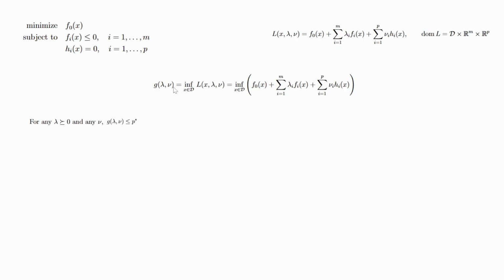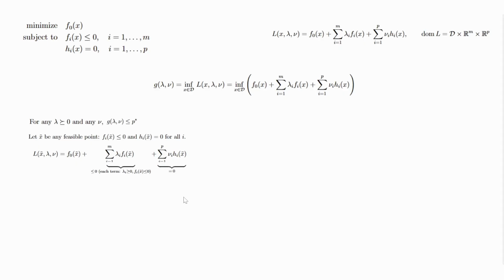All right, so here's the proof. We're going to construct this proof by first supposing that x tilde is any feasible point. So that is, f_i(x tilde) is less than or equal to 0, and h_i(x tilde) is equal to 0 for all i. In other words, all these constraint functions are satisfied. Then, of course, we just simply plug this into the L function here.